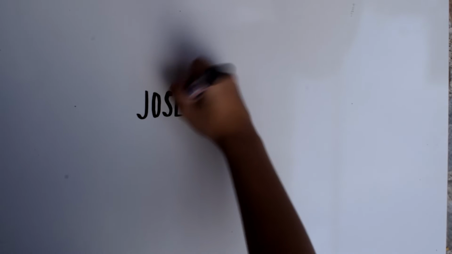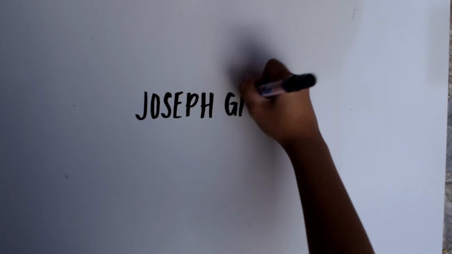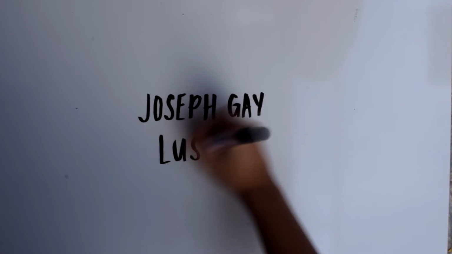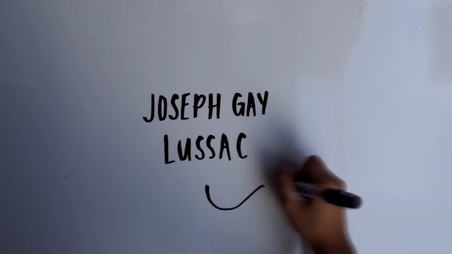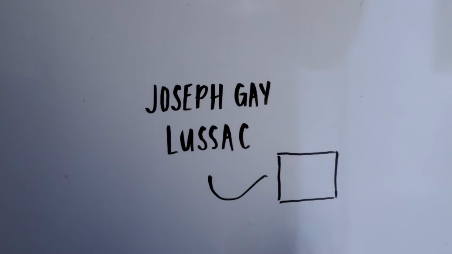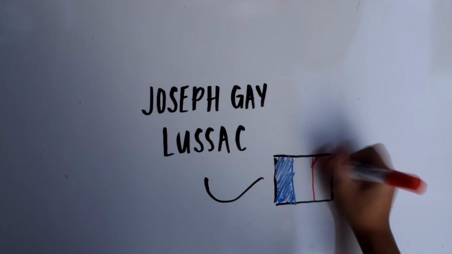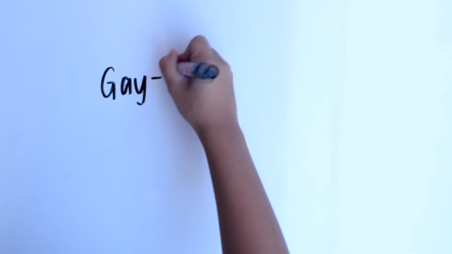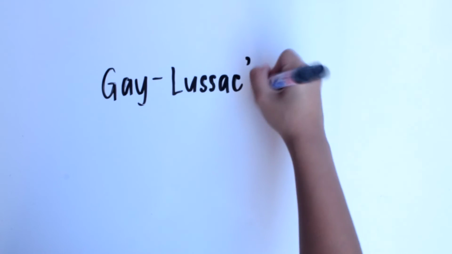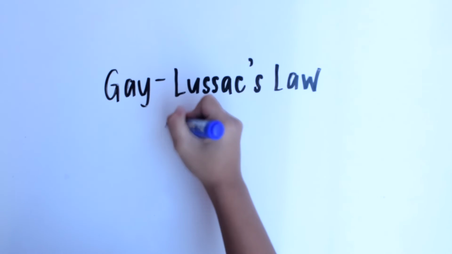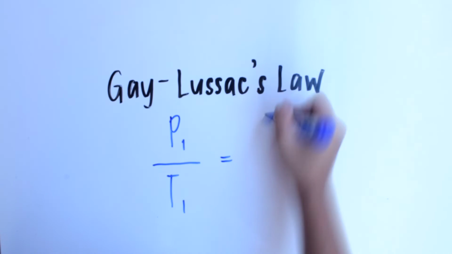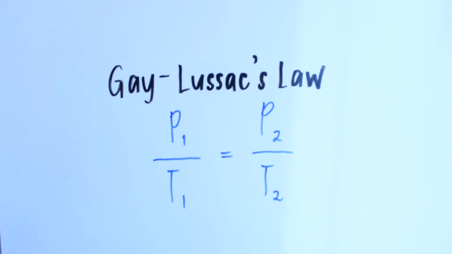Joseph Gay-Lussac is a French chemist that discovered the relationship between the pressure of a gas and its absolute temperature. He is also the proponent for Gay-Lussac's law. This law states that the pressure of a given mass varies directly with the absolute temperature of the gas when the volume is kept constant. The formula for Gay-Lussac's law is P1 over T1 is equal to P2 over T2.